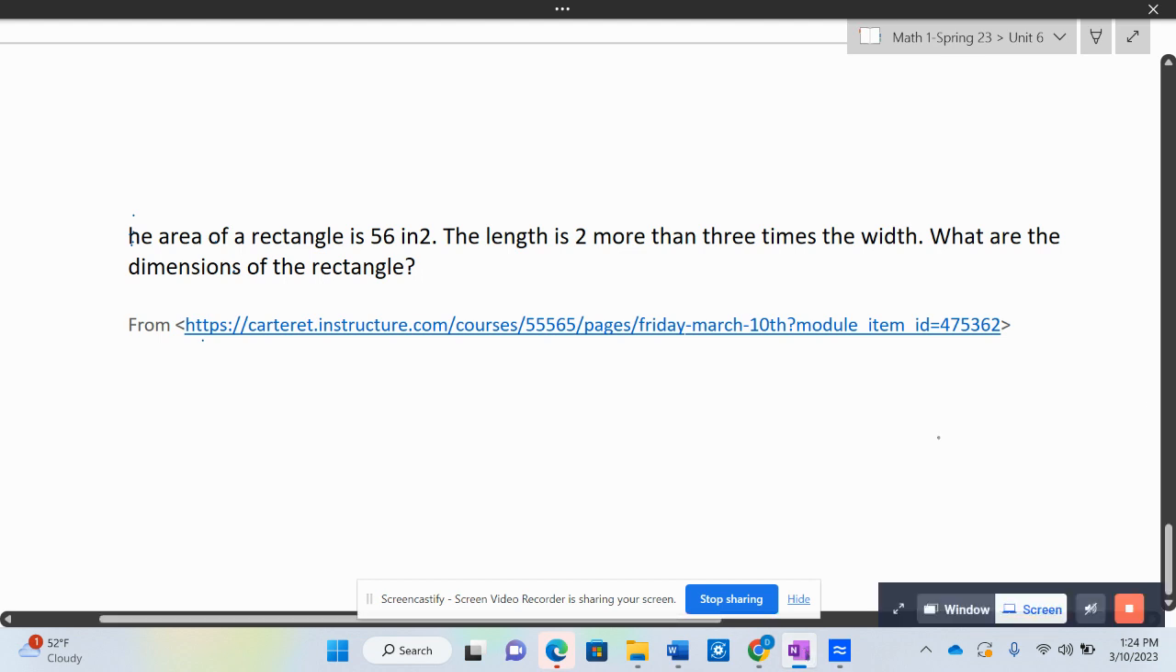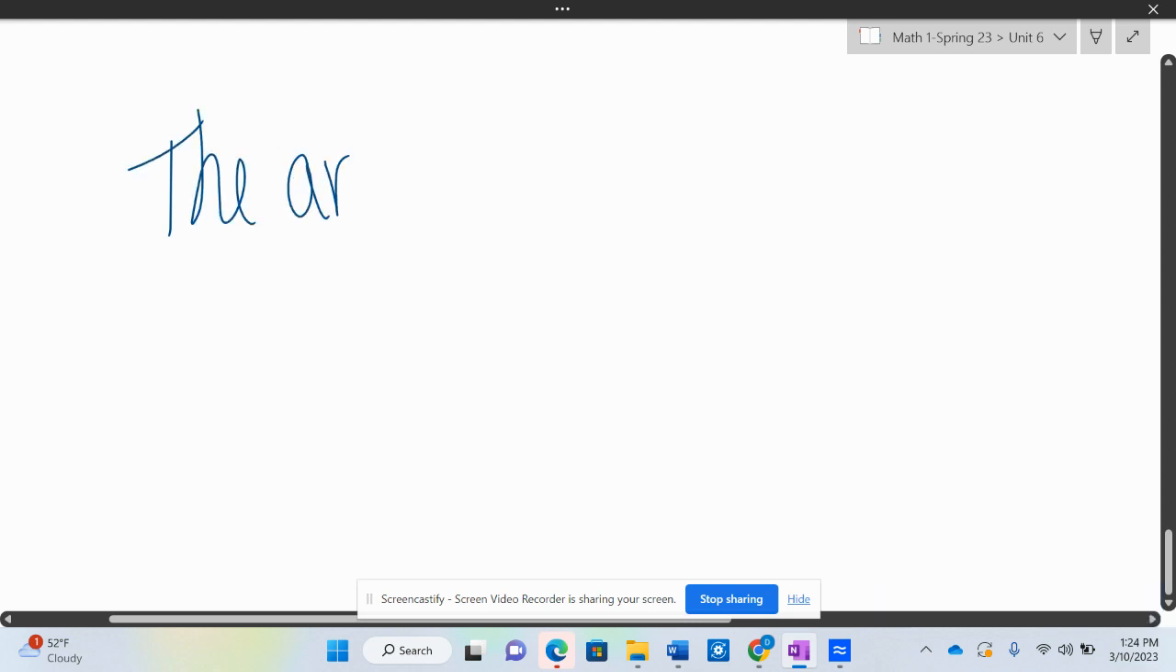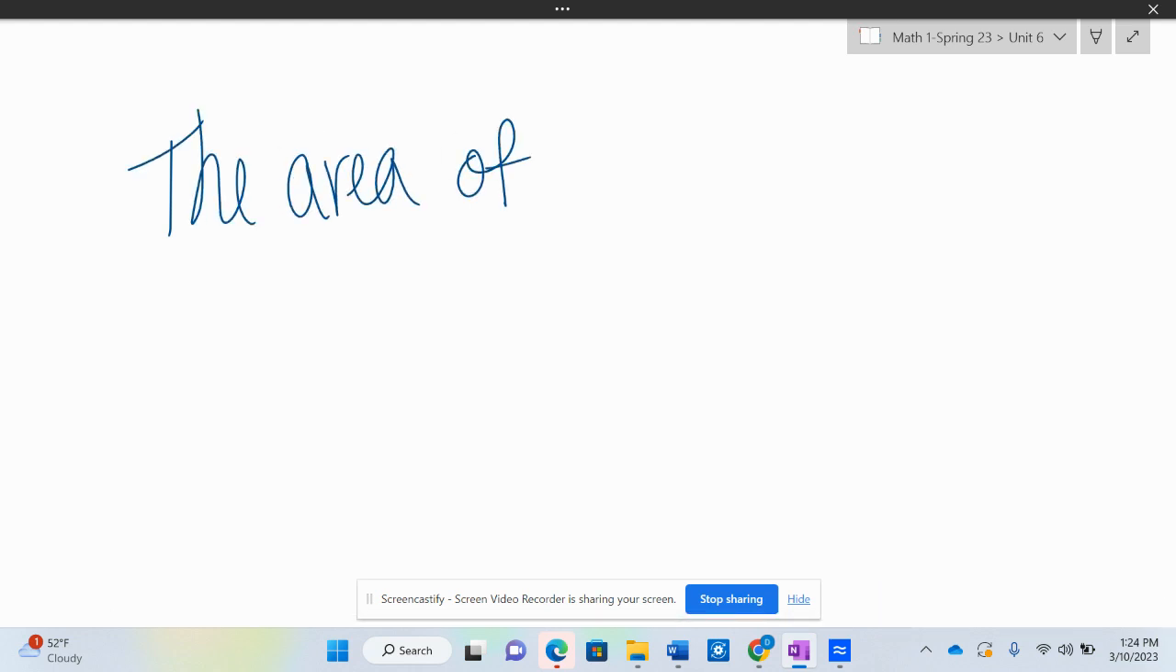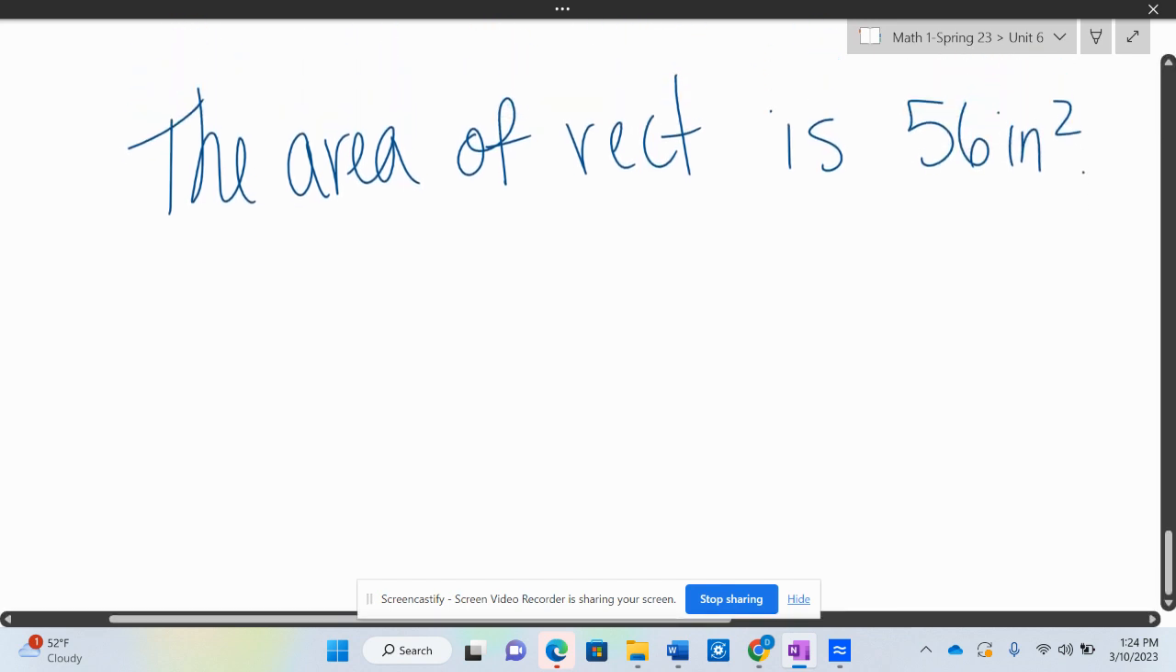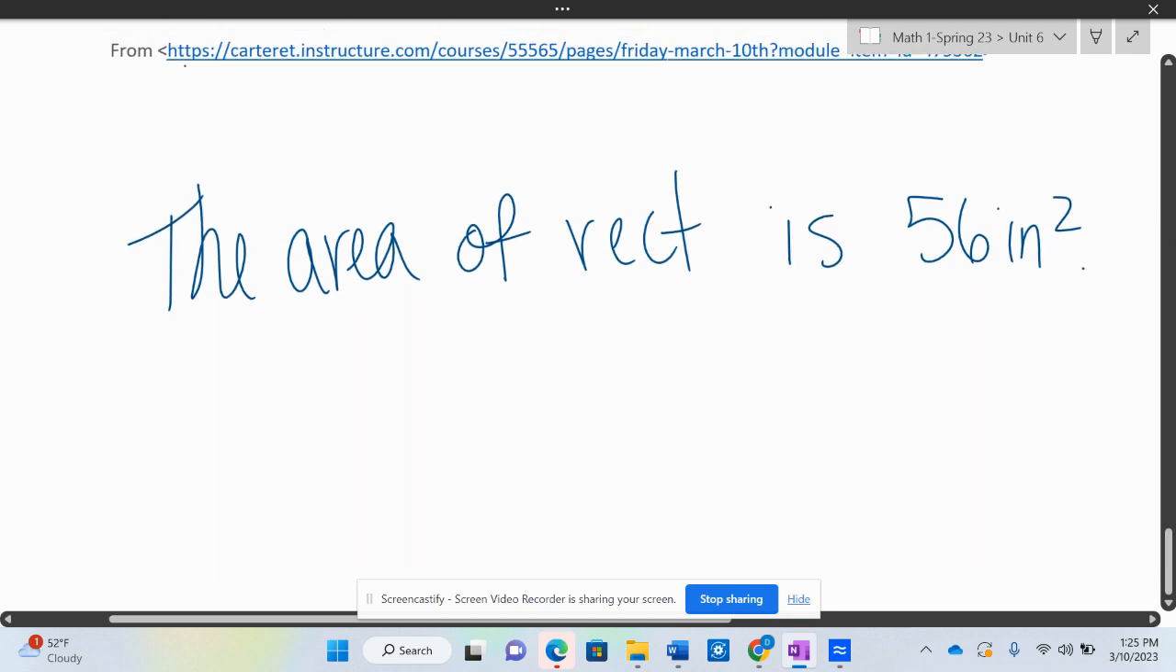So the area of a rectangle, I'm just going to rewrite it because that's horrible. The area of a rectangle. So you guys are all going to zip your face. The area of a rectangle is 56 square inches. Okay. Write that down. The area of a rectangle is 56 square inches.